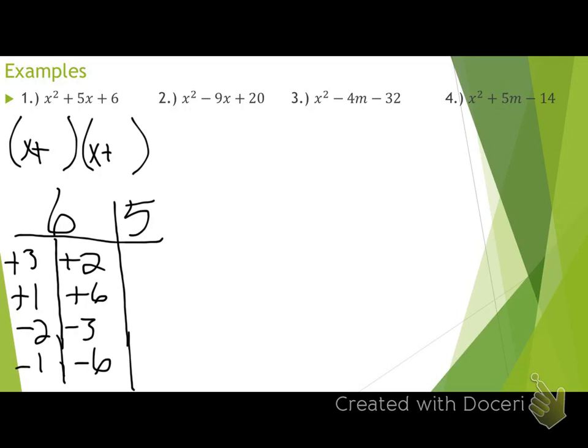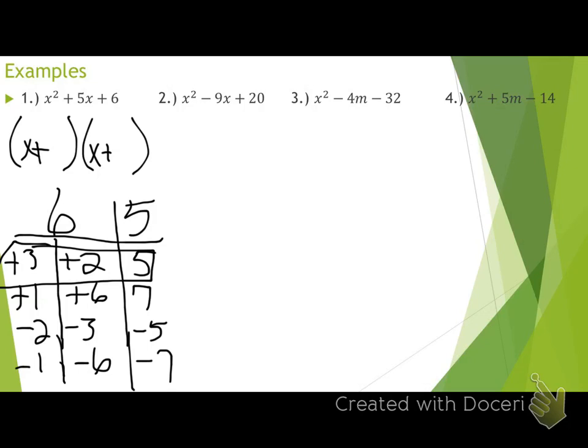Now let's start adding across our rows. What's positive 3 plus 2? 5. Positive 1 plus 6? 7. Negative 2 plus negative 3? Negative 5. Negative 1 plus negative 6? Negative 7. I want the two values that I pick to multiply to give me positive 6 and add to give me positive 5. So what two values are those? 3 and 2, correct? They multiply to give me 6, add to give me 5. That's how it works? Yep.